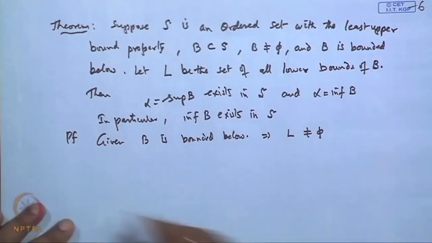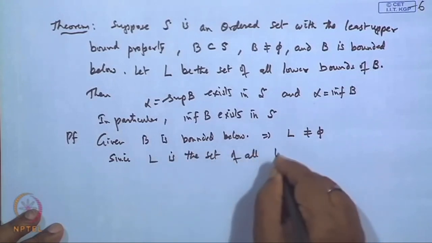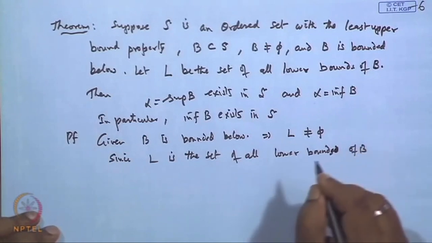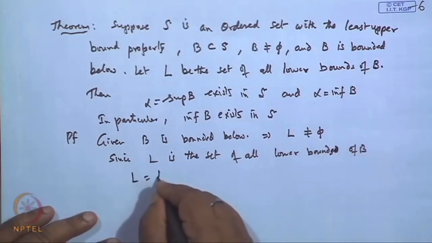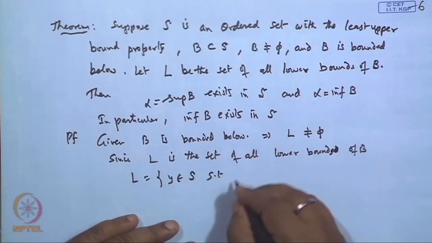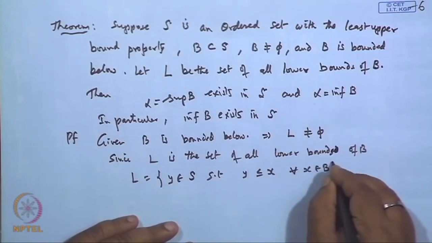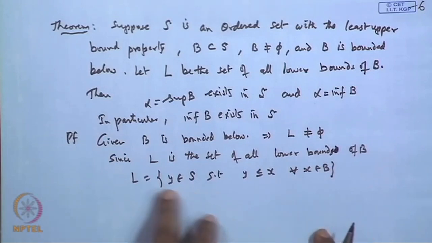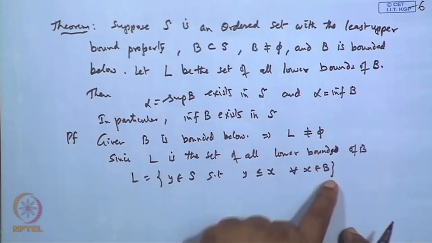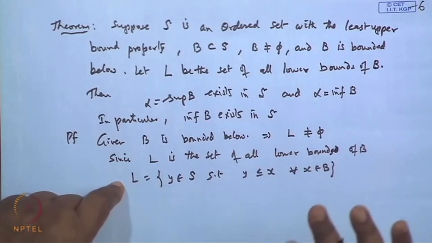So, what is L? Clearly, since L is the collection of all lower bounds of B, L consists of those points y in S such that y is less than or equal to x for every x belonging to B. Because L is the collection of lower bounds. So, if y is less than or equal to x, then y will be a lower bound for B, and all such y which satisfy this condition will come in the class L. Okay, and this will be a non-empty set. This one thing is clear.